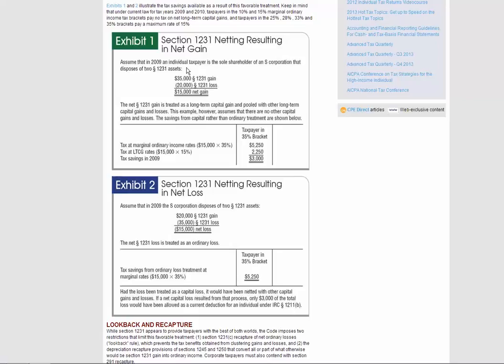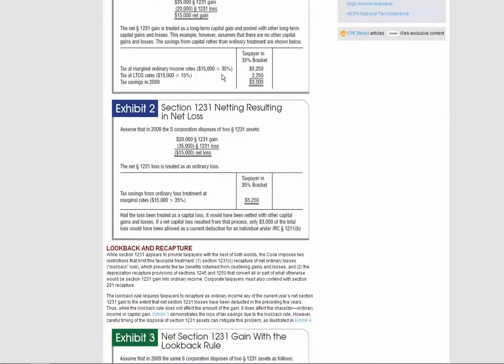Assume that in 2009, an individual taxpayer, a sole shareholder in an S corporation, disposed of 2 assets. One asset got a gain, the other is a loss, so they netted a net gain. Come down here, his marginal tax bracket is 35%, long-term gain rate is 15%. So you can see on this, the favorable 1231 gain treatment saved him $3,000. So the difference between the 15% and the 35%, basically it's a 20% difference. So 15 times 20%, that gives you your savings.